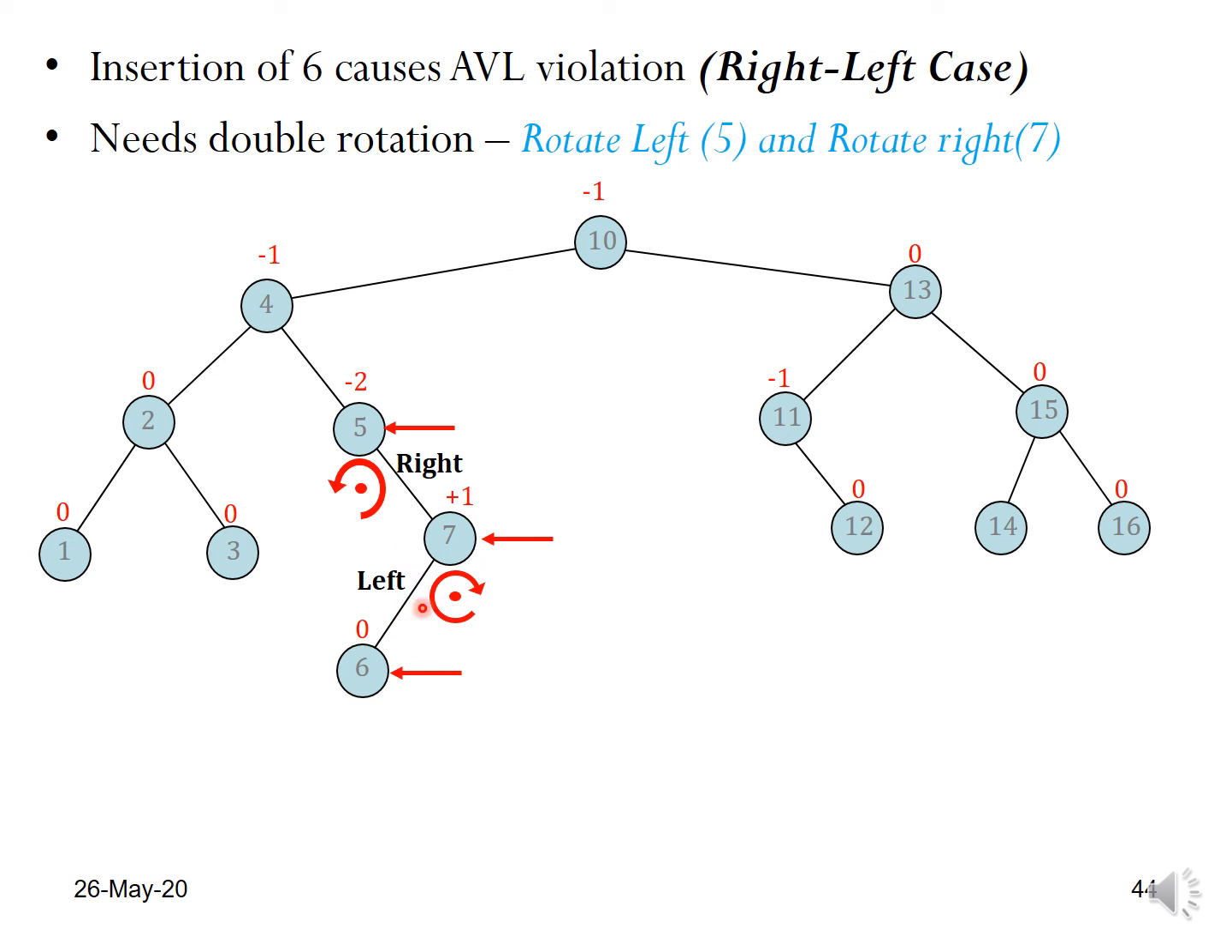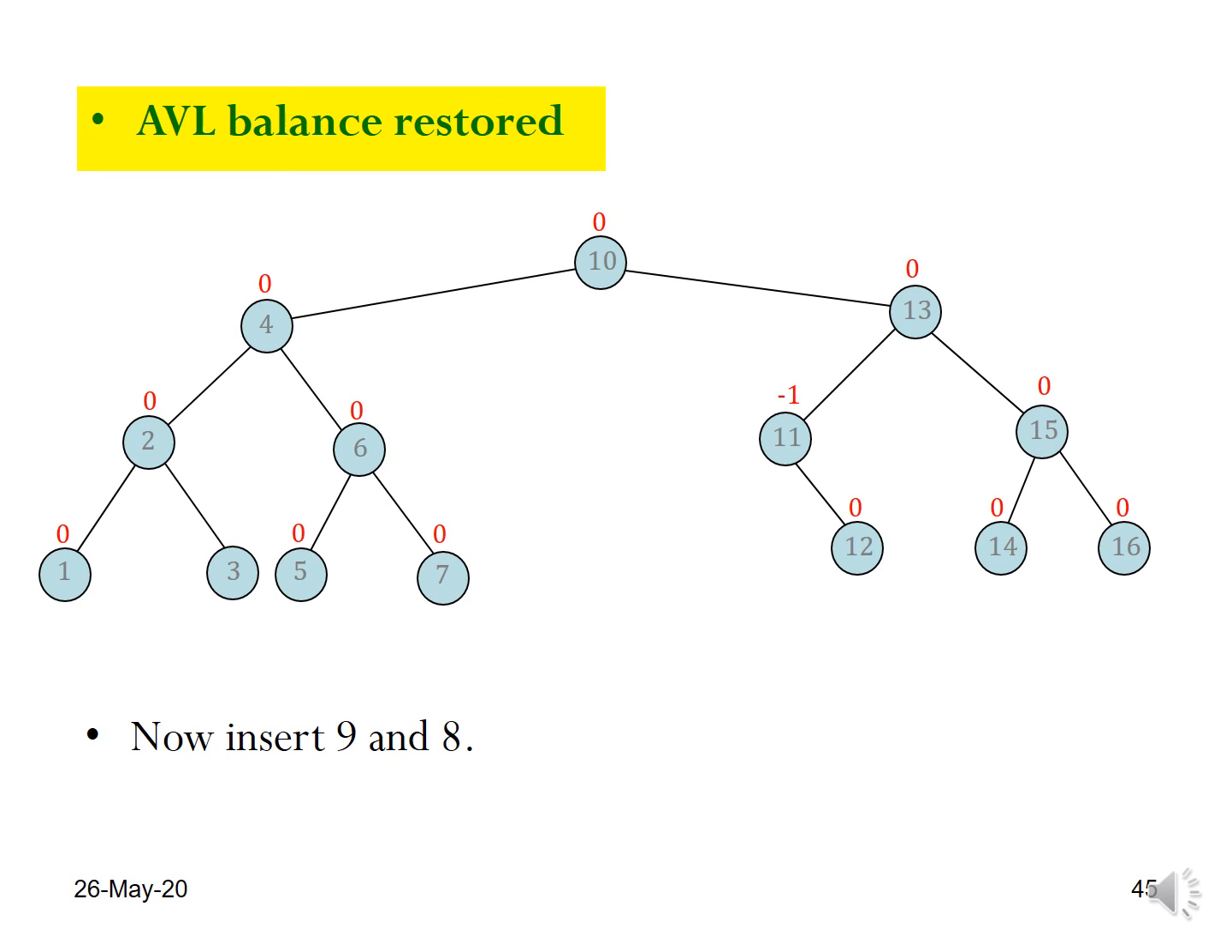First we will rotate this 5 to the left, and then we will rotate this 7 to the right. So this is double rotation. After rotation we can see that all the nodes are having balance factors either 0 or less than 0.